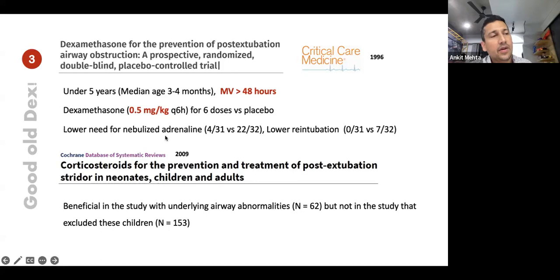But still, in the Indian scenario, where there are multiple manipulations, where intubation rates are sometimes very high, fluid balance is very high, and the patients are preferably septic and on prolonged mechanical ventilation, we prefer using dexamethasone, preferably 0.5 mg per kg, 2 to 3 doses before extubating a given patient. And there have been no significant disadvantages.